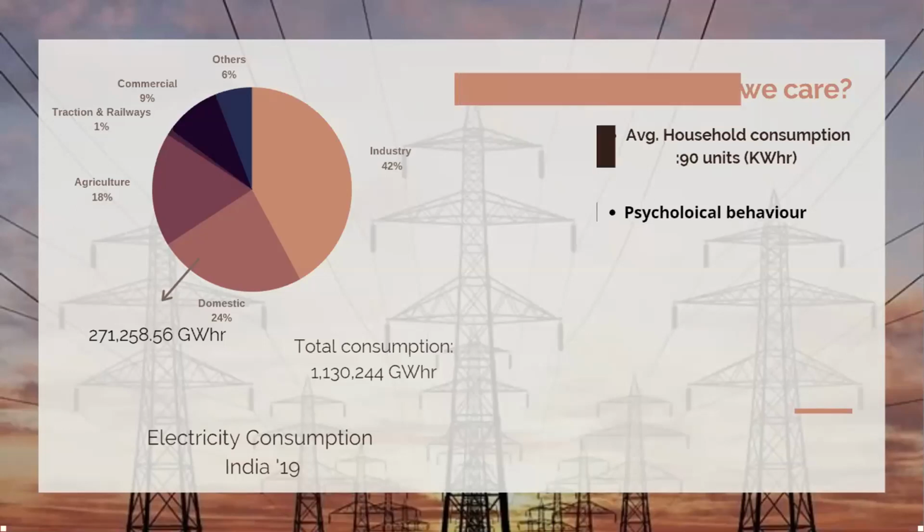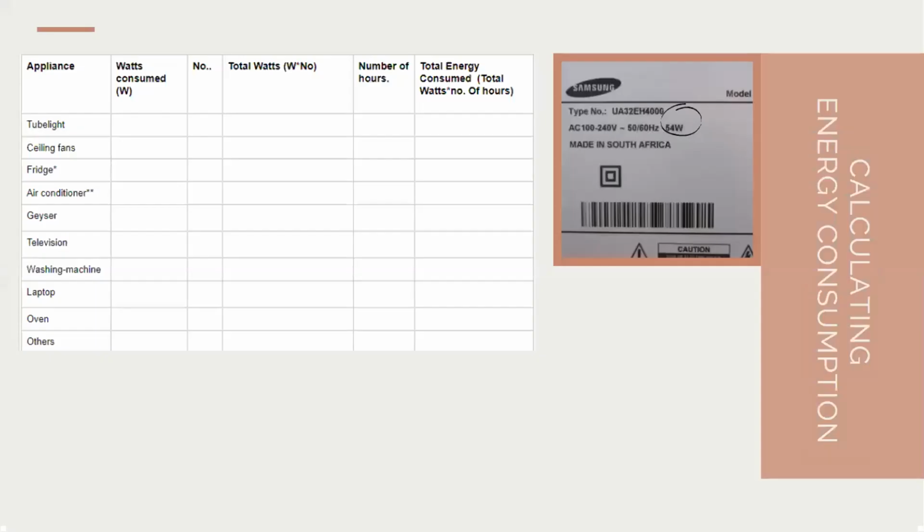Moving on to how do we actually calculate energy efficiency. So it's a fairly simple methodology. First, we need to tabulate whatever appliances we have. For example, here I've got you a dummy table which mentions tube lights, ceiling fans, fridge, and whatnot. And we segment it into certain columns, right? So first is the watts consumed. Now, watts consumed is easy to get.